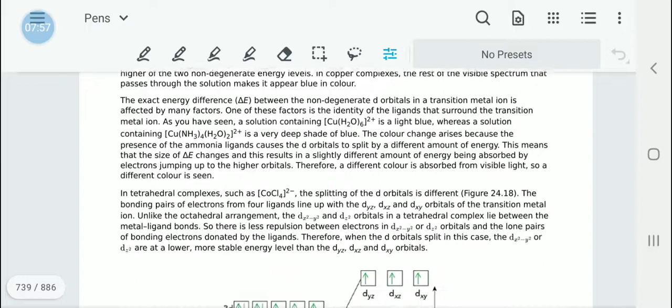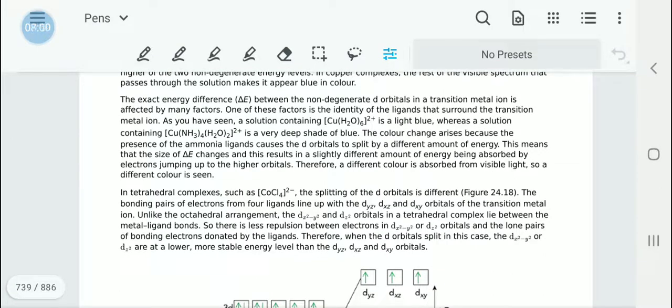So the exact energy difference between the two degenerate d orbitals is going to be affected by other factors, for example, the identity of the ligands that are going to surround the metal ion. Now, when you have copper surrounded by water molecules and ammonia molecules, the copper water complex is going to have a light blue color, whereas the ammonia complex is going to have a deep blue color.